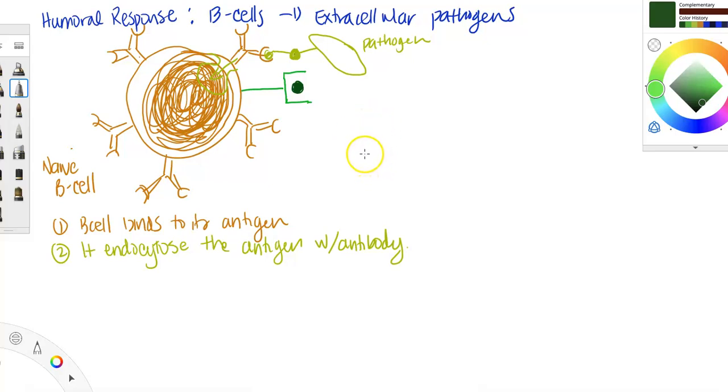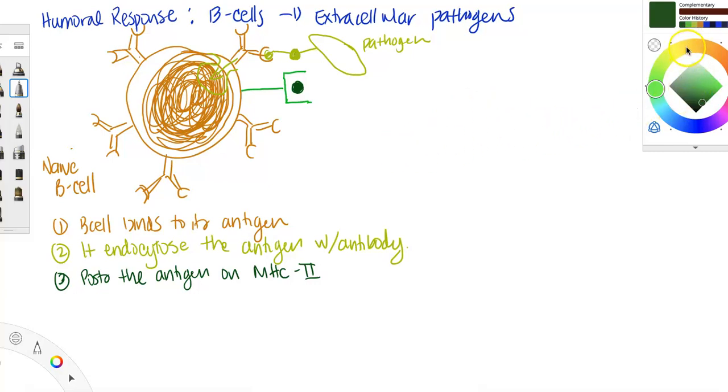So now we have a B cell. The B cell has found its antigen. It's bound to its antigen. It's now presenting it on its plasma membrane. It's still not activated yet. Okay, it's still not really doing anything. So it posts the antigen on MHC2, and it's presenting. This is an antigen presenting cell, and it is presenting this antigen to another cell.